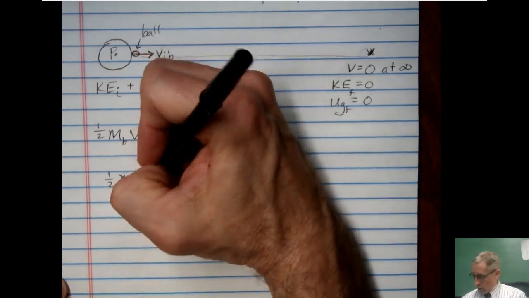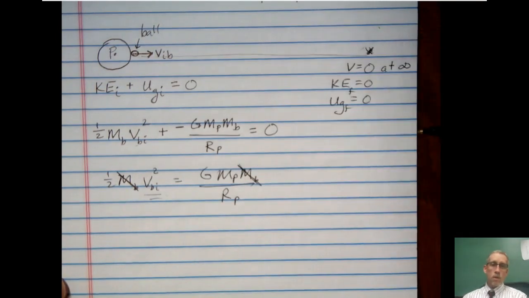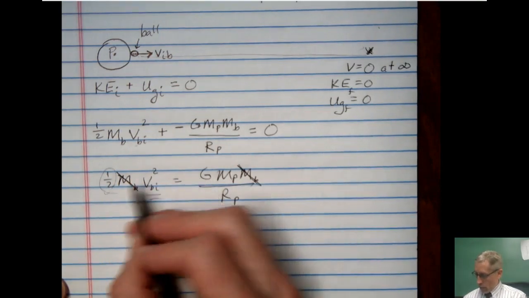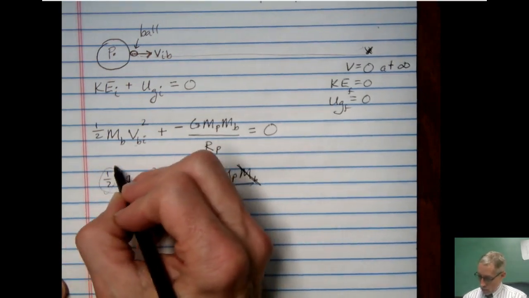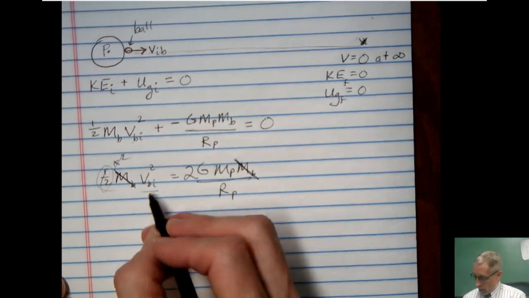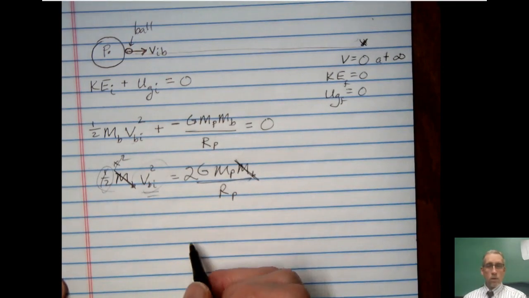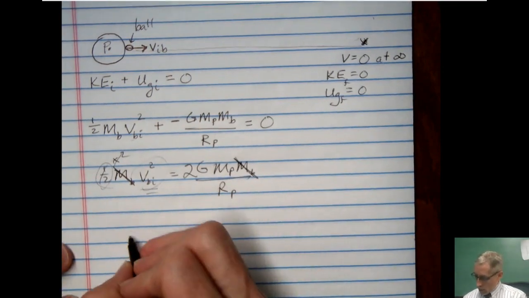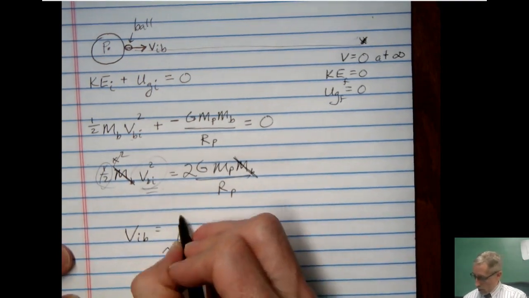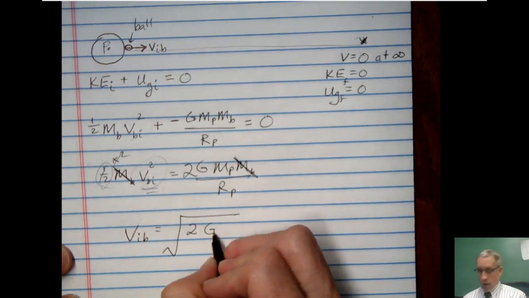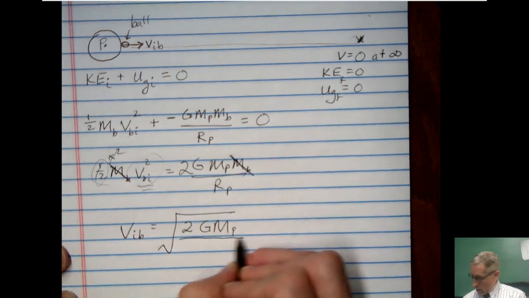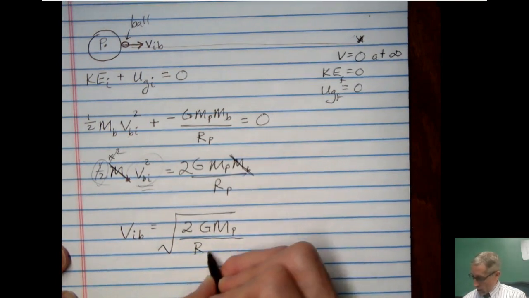The mass of the ball, notice, shows up on both sides, so that can be canceled. I'm going to take this 1/2 and just get rid of it by multiplying both sides by 2. So times 2 will cancel out, and that'll bring a 2 up here. And then I need to square root because this is squared in this expression. So if I solve for the initial velocity of the ball, I get the square root of 2 times our universal gravitation constant times the mass of the planet over the radius of the planet.